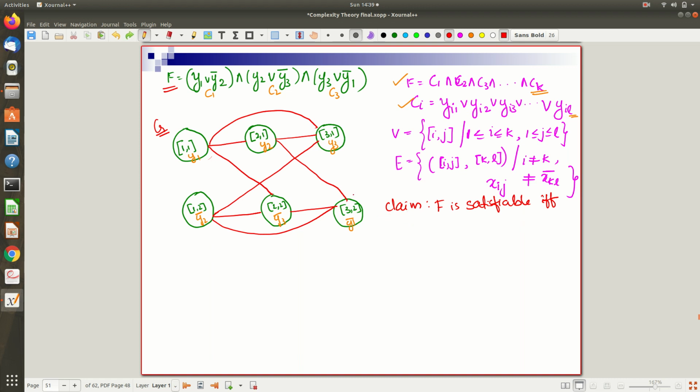So this is my claim. If and only if G has a clique of size k. And where is this k coming from? Because I have a formula which is C1 and C2 and so on up to Ck. So the given Boolean satisfiability problem formula contains k clauses, and correspondingly I have a clique of size k in the new graph.